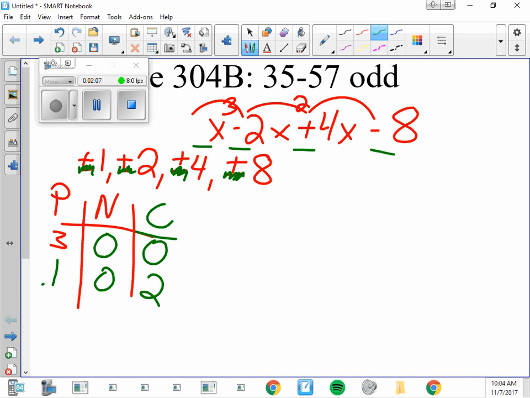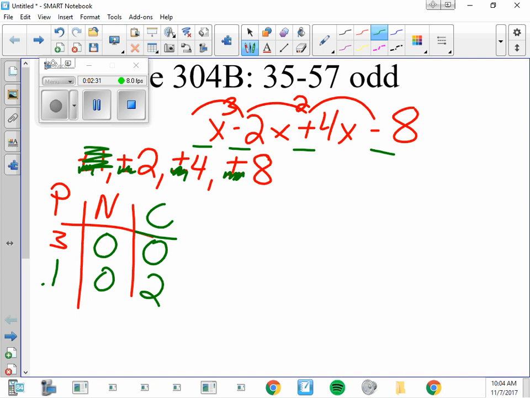How do you tell if 1 works? Add all the coefficients. 1 minus 2 plus 4 minus 8. Does that equal 0? Nope, so 1 didn't work. So it's either 2, 4, or 8. Okay? Or something that's irrational. But if it's a rational root, it has to be 2, 4, or 8.